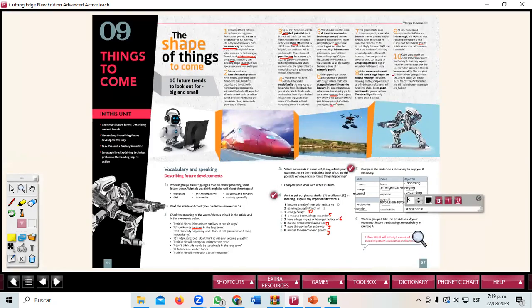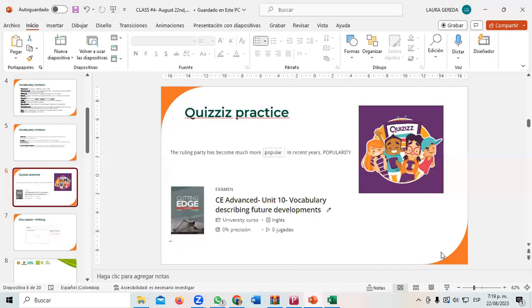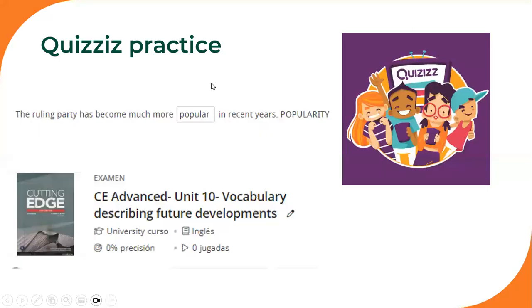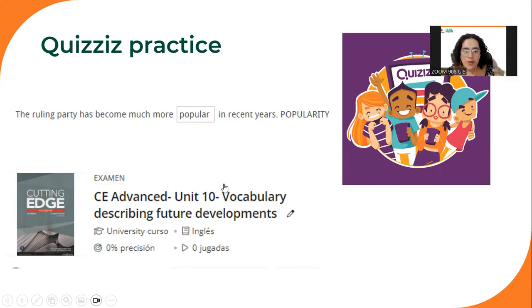Before we do our discussion, we are going to practice with the Kahoot. The quizzes: you have a sentence, you have a gap, and then you have the word at the end, okay? So, the ruling party has become much more, where the word is popularity. You need to select, is it adjective, noun, or verb? It has become much more, in this case an adjective, popular in recent years. You need to write the word to complete the sentence. You have it at the end in capital letters, so you need to select, is it a noun, a verb, or adjective? Is it clear?